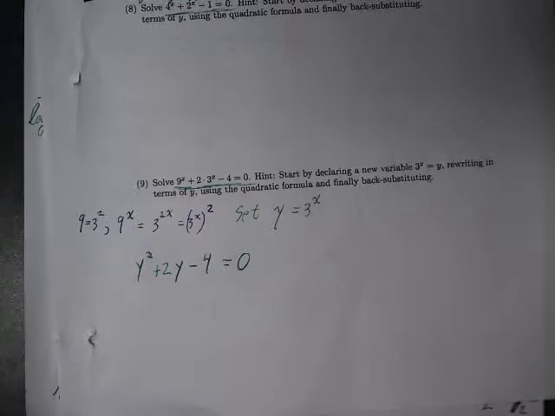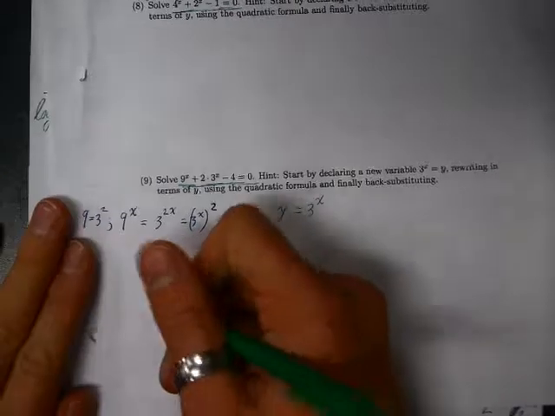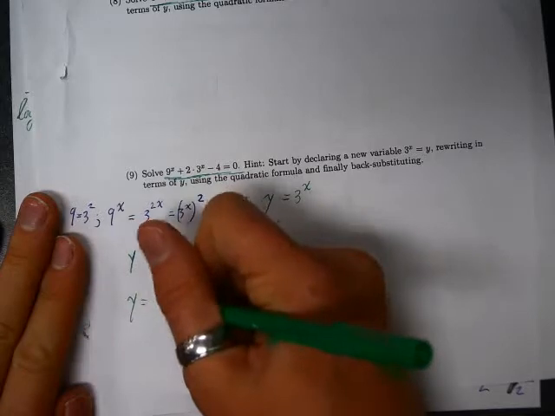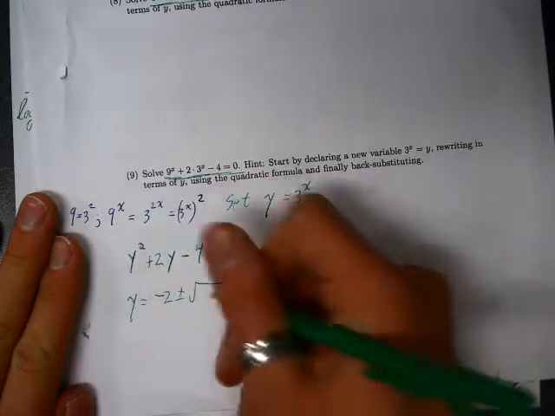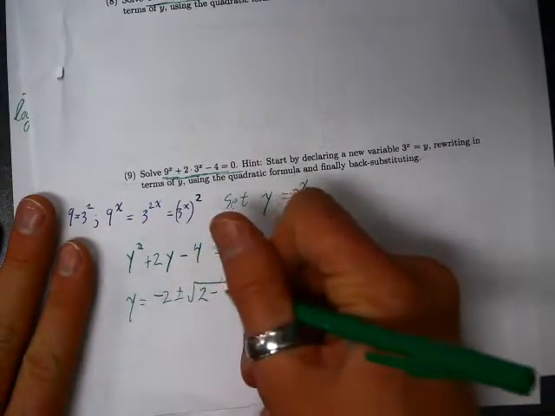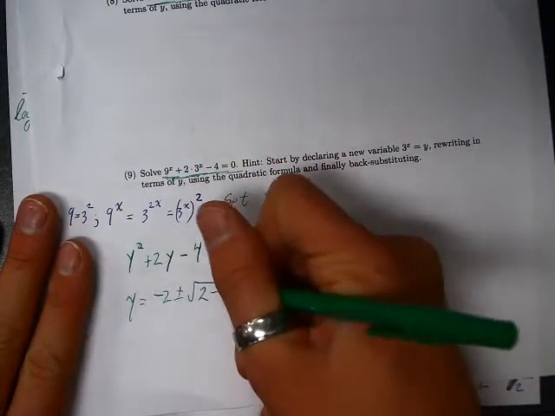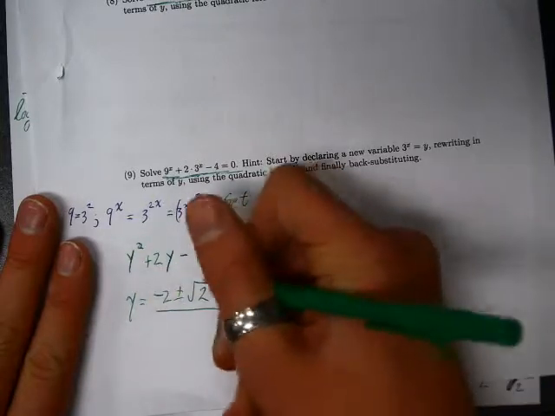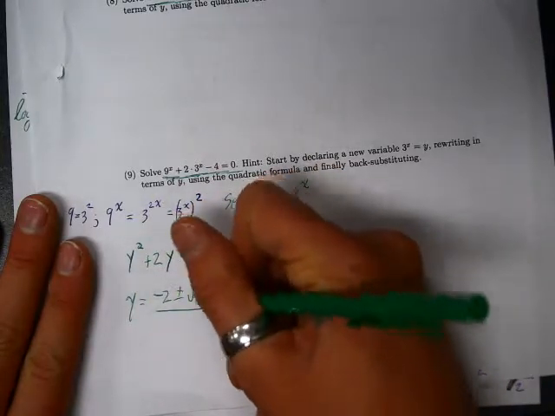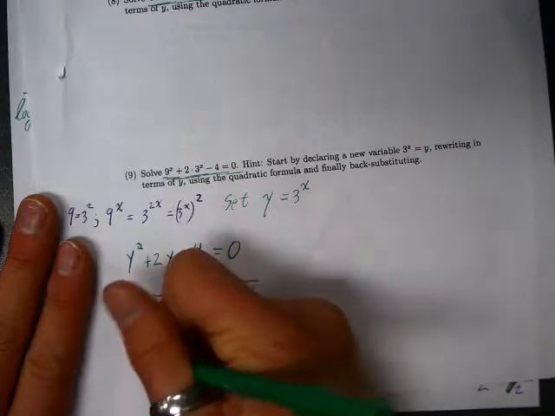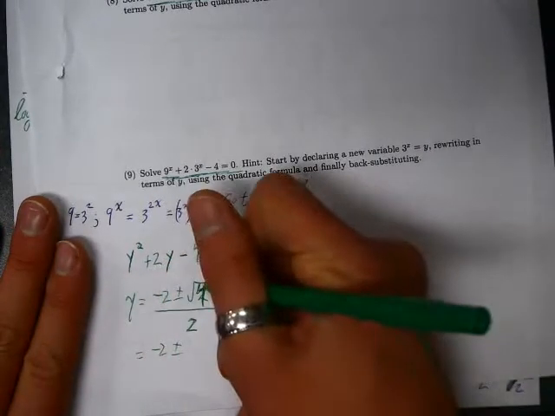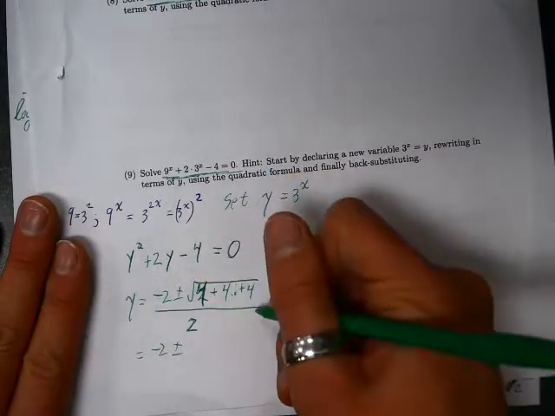Maybe one thing you could do is see if it factors nicely. I don't think it does. So you resort to just the quadratic formula. And you say, what's the solution to this? It'll be y equal to negative 2 plus or minus the square root of b squared minus 4 times a times c. Oh, b squared is 4. All over 2a. So I see negative 2 plus or minus the square root of 4 plus 16, which is 20.